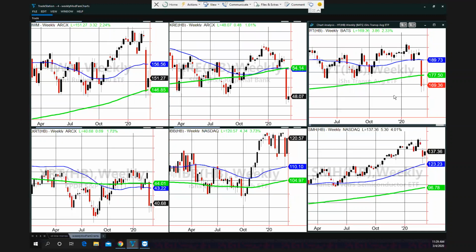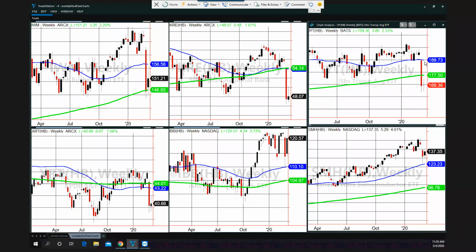And then here is transportation. If IWM and the Russells are the supply side, this is the demand side. And obviously you can see again, this is getting a bounce today, but this is in a distribution phase because it's underneath both of the weekly moving averages.